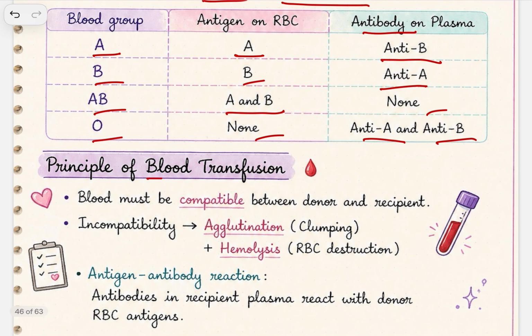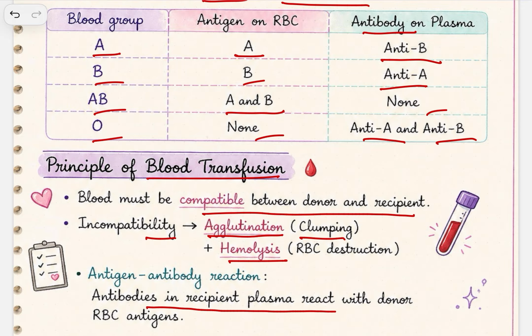Principle of blood transfusion: blood must be compatible between donor and recipient, that means the same type. Incompatibility leads to agglutination or clumping plus hemolysis. Hemolysis means RBC destruction. Antigen-antibody reaction: antibodies in recipient plasma react with donor RBC antigen and lead to hemolysis.